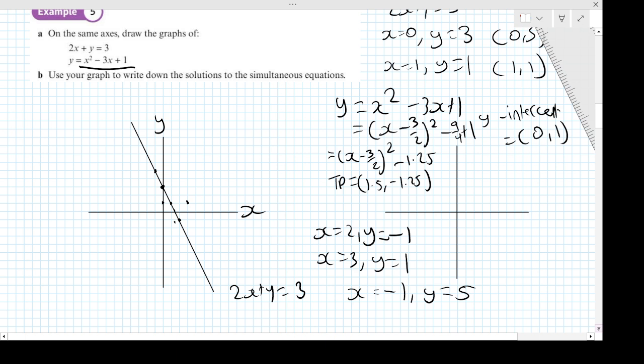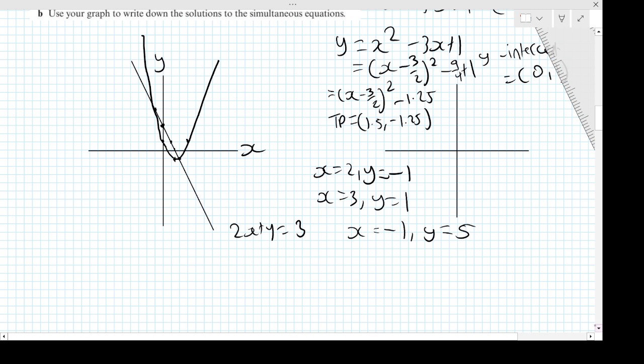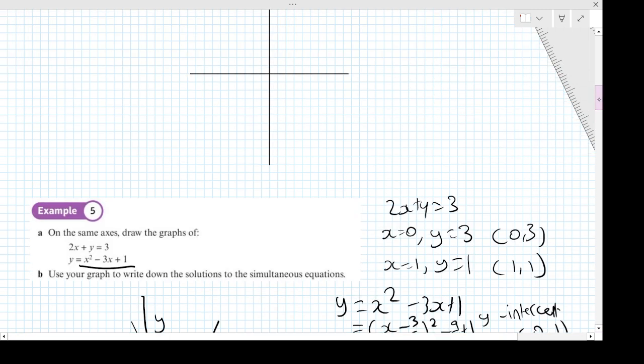So actually, I think I might be good. I've got the general gist. So the turning point, remember, is there. So it would have to look like that, something vaguely like that. So there we are, we sketched it on the same graph. We used the points to aid us to sketch it. Okay, it's a bit wobbly there, but I'll live. So that's how you draw it.